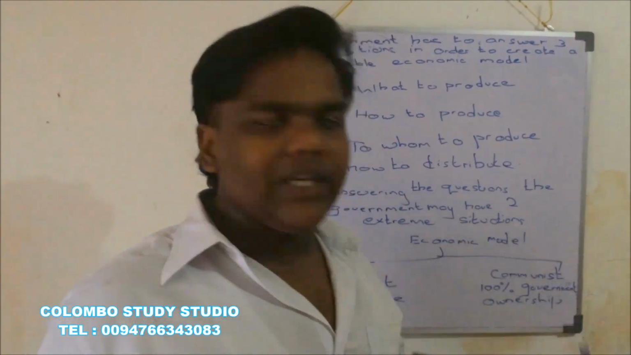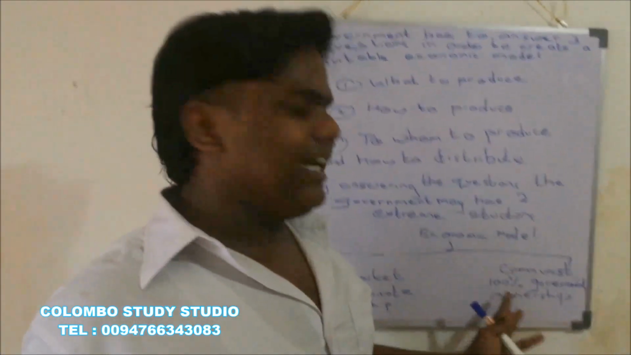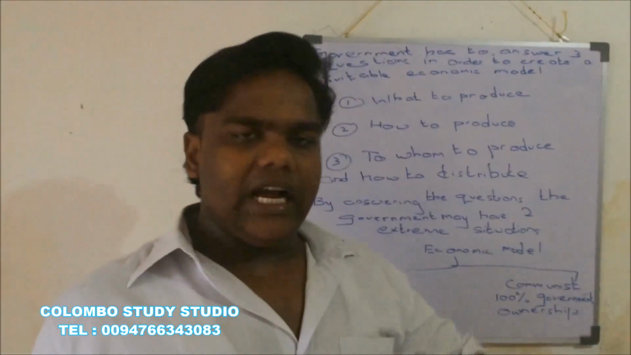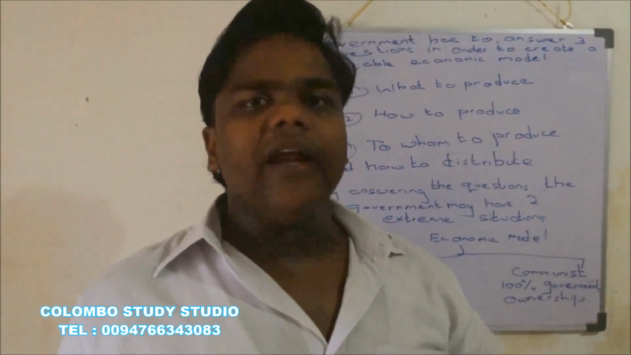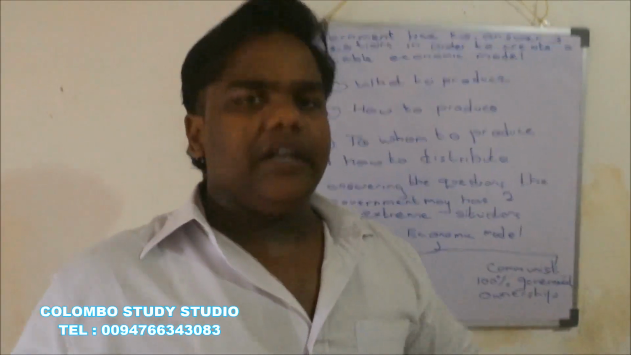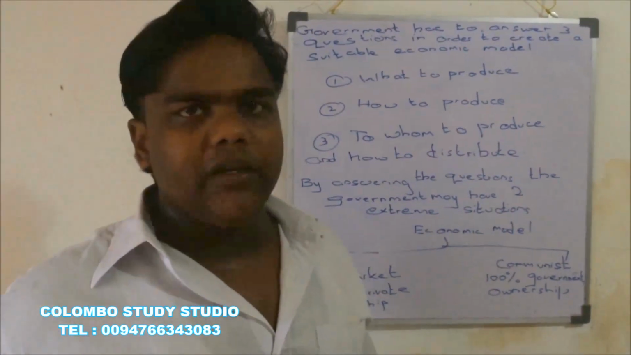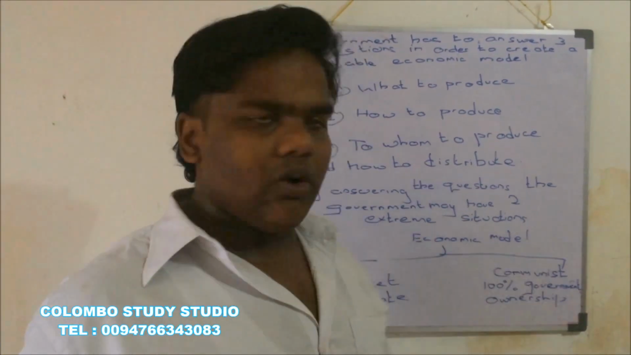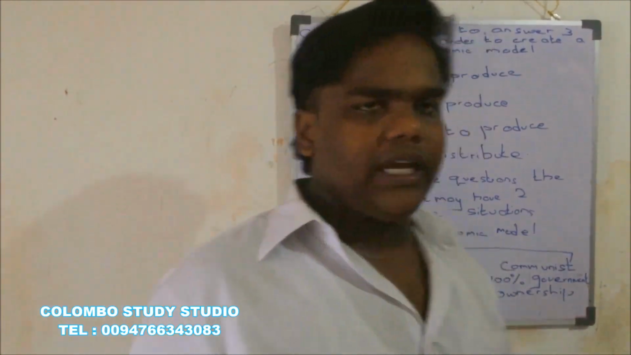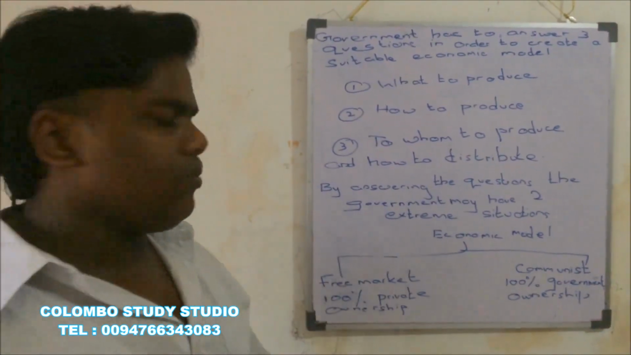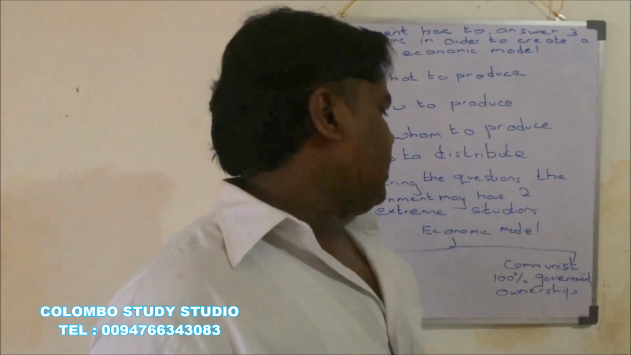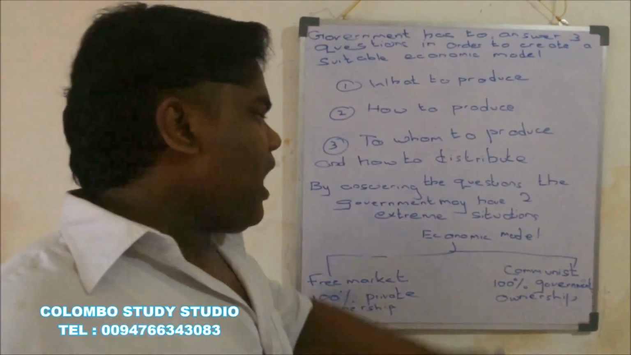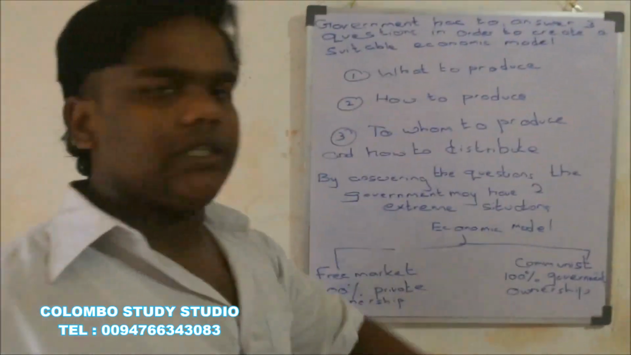While in a communist system, or we call it a command economy, it is the government who owns the factors of production, that is land, labor and capital, and it's the government which distributes the goods and services to the public. So there are 2 alternative models. What are the 2 alternative models the government can choose? Either the free market model, where it's 100% private ownership, or the communist model, where it is 100% government ownership. Thank you guys.